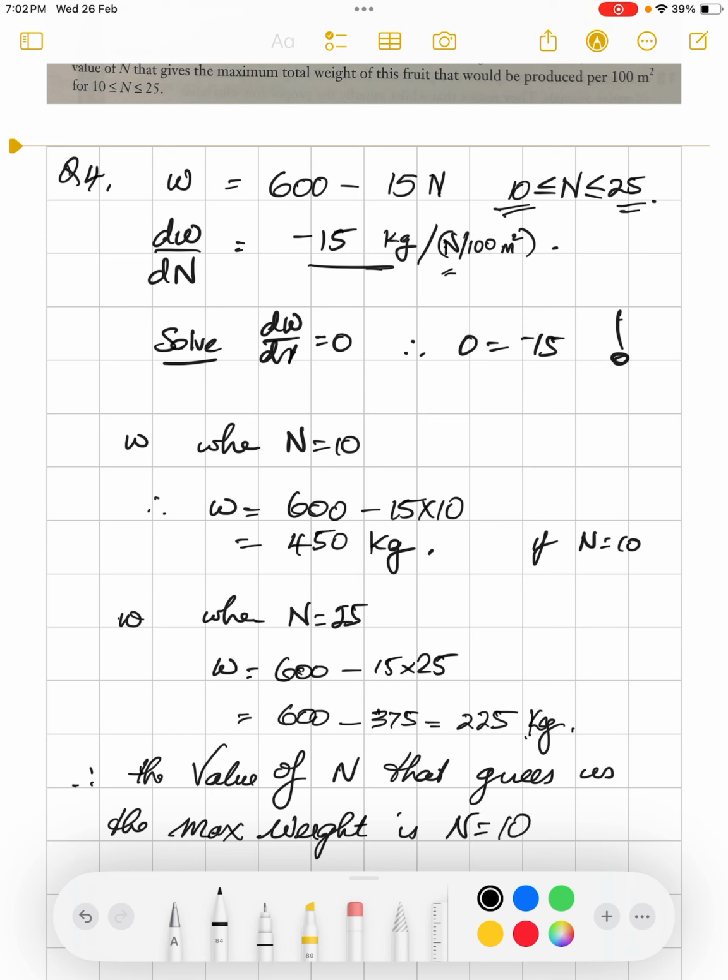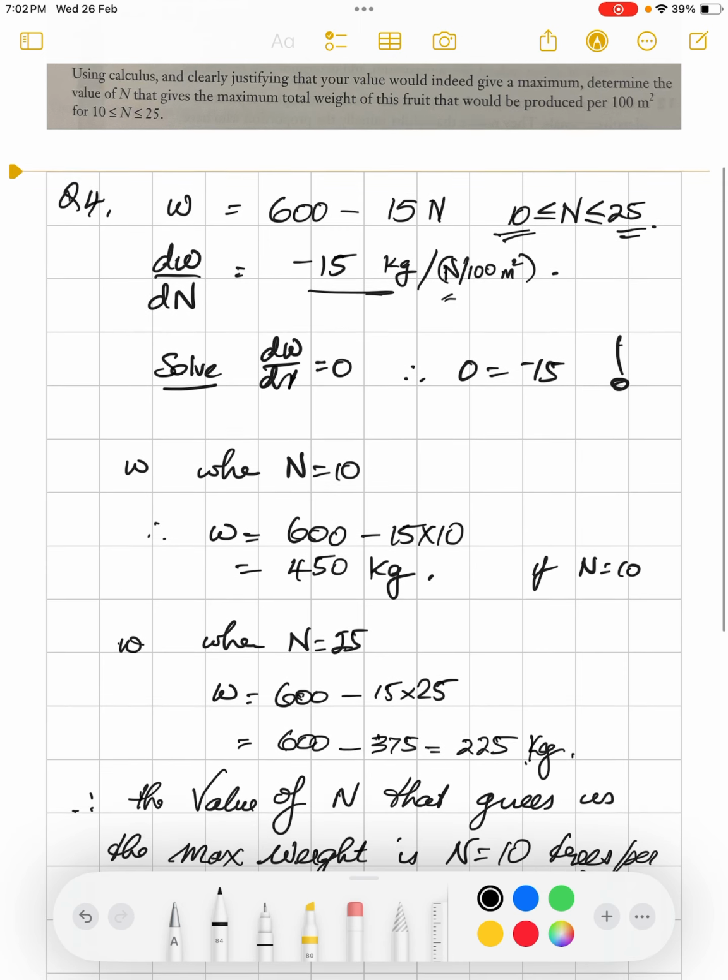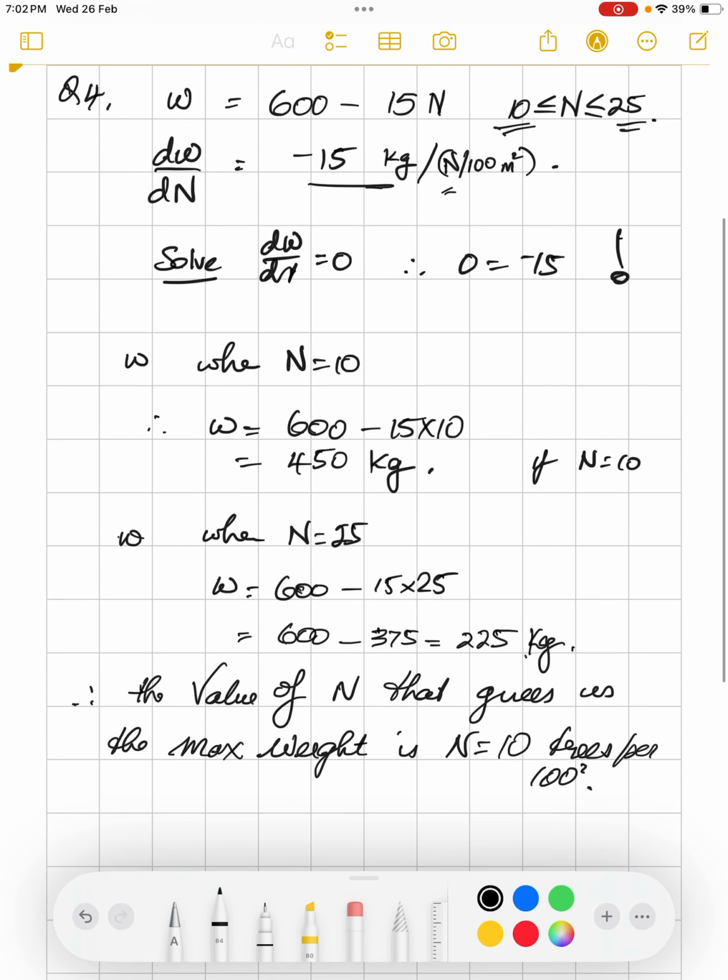This is an interesting question. It was a linear line, W equals 600 minus 15N. You could probably realize that's a line which starts at 600 on the y-axis, and the gradient is negative 15. But you only count it between the values of N as 10 to 25. So it would be like a graph which starts at 10, 450, and goes down to 25, 225, a straight line that's dropping 15 every tree.